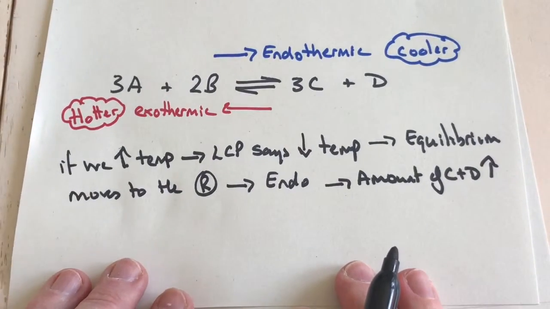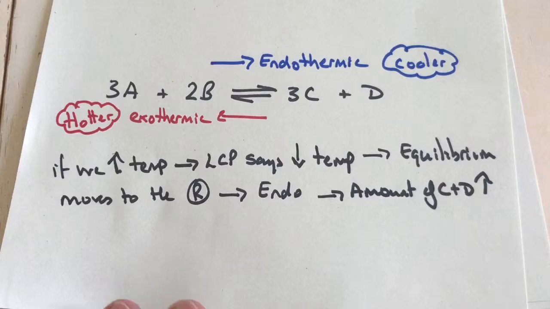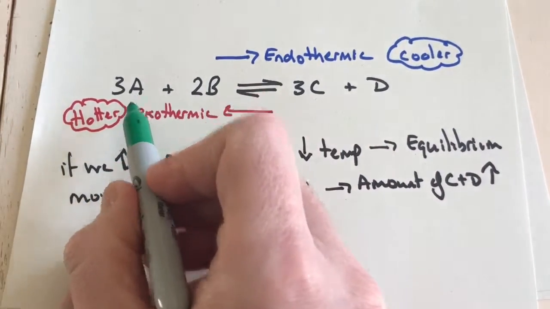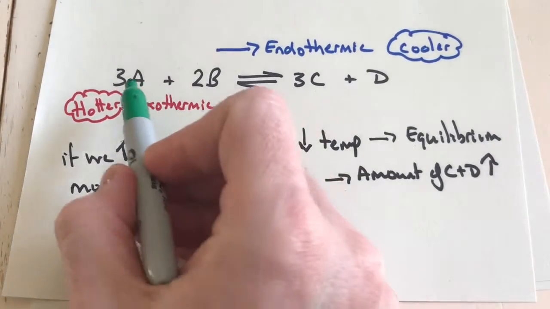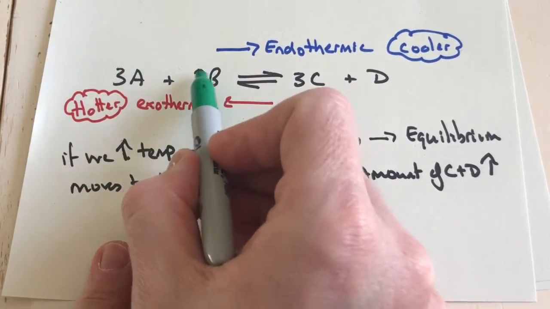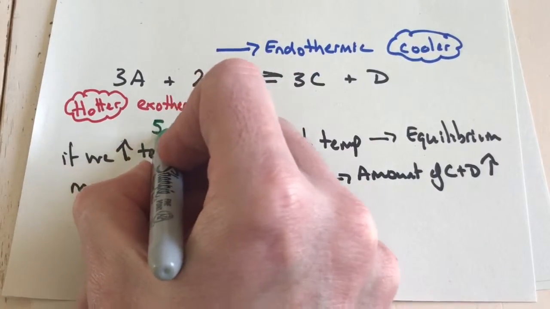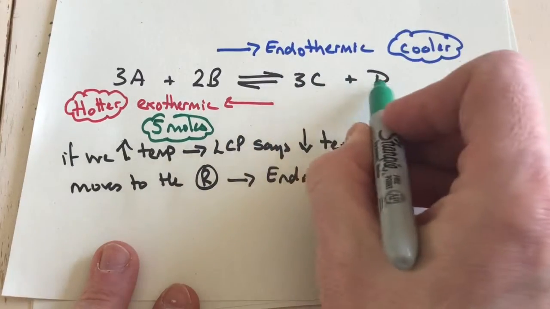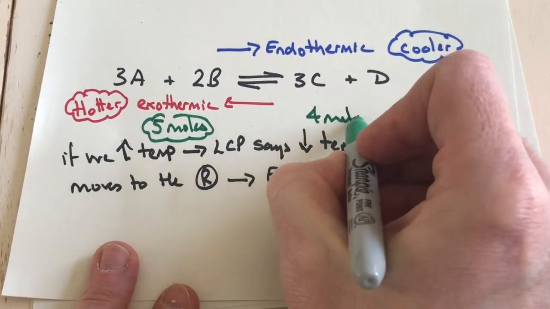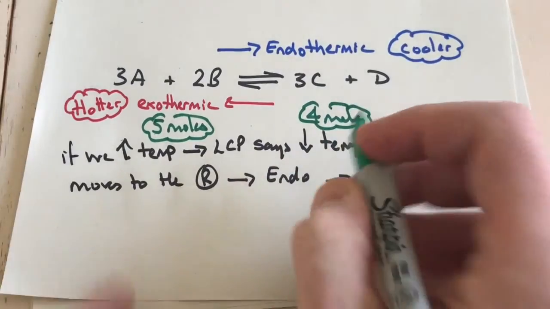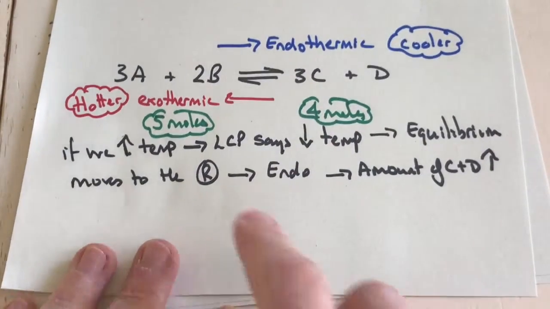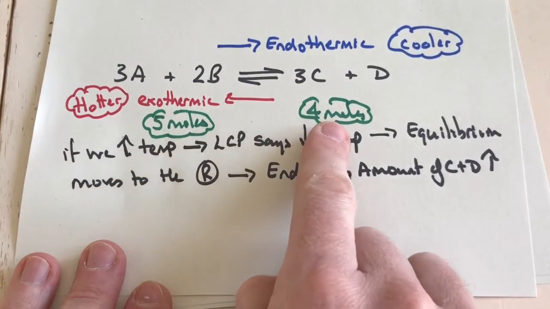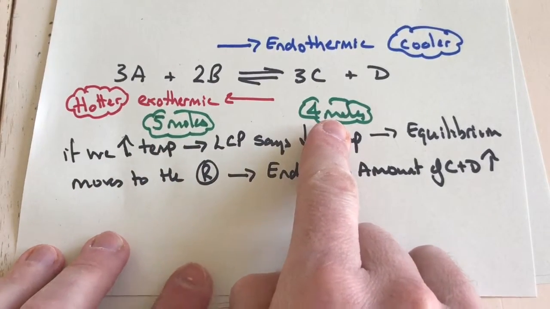If you look at the opposite, let's look at pressure, because we can also change pressure on a situation. We need to understand, before we get into thinking about pressure, that on this side there are 3 moles of A and 2 moles of B, so that gives me 5 moles altogether. And this side we've got 3 of C and 1 of D, 4 moles at the moment. So this side has higher pressure because there are more moles. This side's pressure is slightly lower because there are fewer moles.